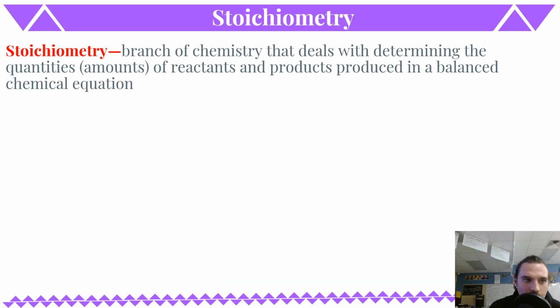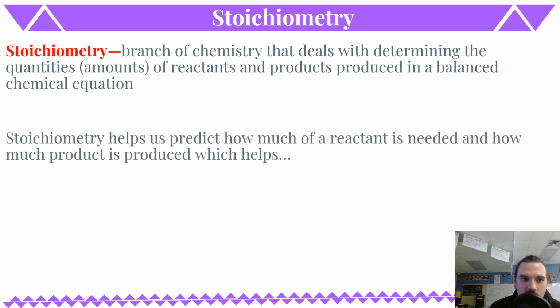All right. So stoichiometry here is a branch of chemistry that deals with determining the quantities, also known as the amounts, of reactants and products produced in a balanced chemical equation. Stoichiometry helps us predict how much of a reactant is needed. So if you're a pharmaceutical company trying to make some medicines, you have to know how much of a particular reactant you need to make that drug. And you also want to know how much is produced.